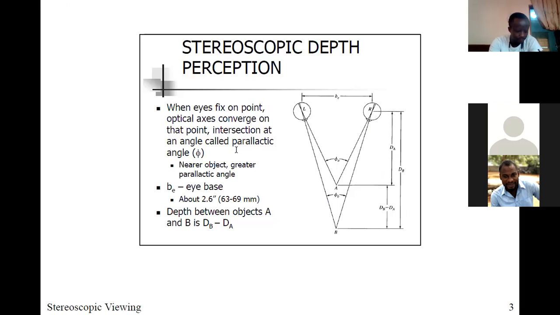Read more about it. So when eyes fix on a point, optical lenses converge on that point. The intersection is at an angle called the parallactic angle. What it really means is that when you look at an object with two eyes, there's an angle that gets subtended that helps you achieve that. What it means is that when you don't look with two, you don't appreciate depth that much.